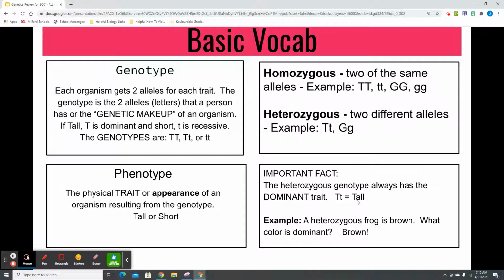So in this case, tall is dominant because that's the trait that you get with big T, little t. In this example, a heterozygous frog is brown. The dominant color is brown because that's the color of the heterozygous frog. They're always going to display the dominant trait because they have the dominant allele.